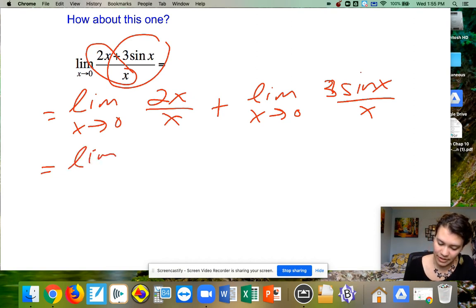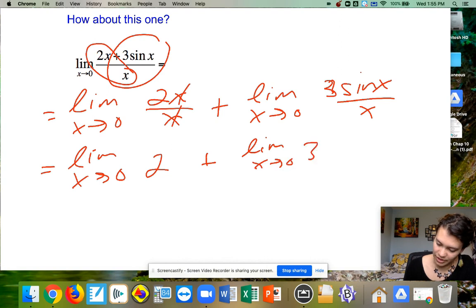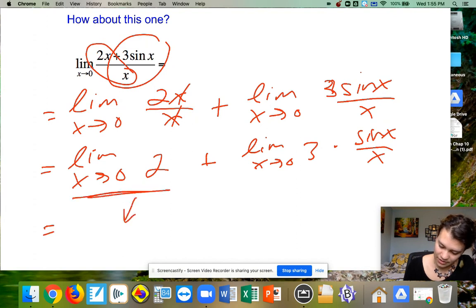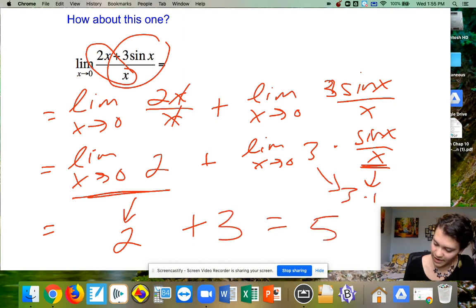So we'll get the limit as x approaches 0 of 2 when these x's cancel, plus the limit as x approaches 0 of 3 times sine x over x. So this first chunk is going to be 2. This chunk is going to be 1, and this is going to be 3. So you end up getting 2 plus 3, or 5, as your final answer.